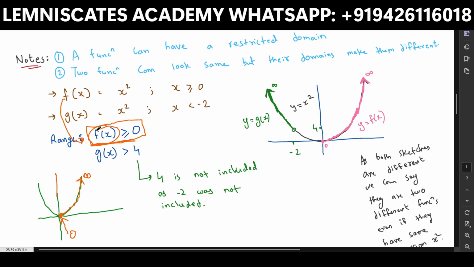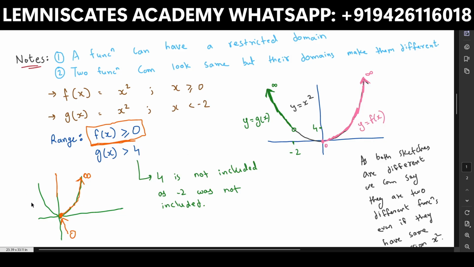So f of x is the output itself. We are saying that it is going to be greater than equal to 0. Why did the equal to sign come into the picture? Because 0 was the output when x was 0, and because x equal to 0 was part of your domain, we are saying that 0, which is the output of that x equal to 0, is also part of the range.